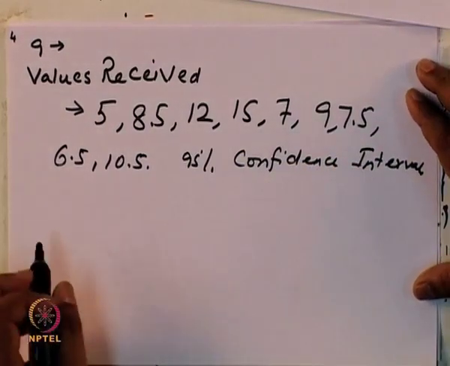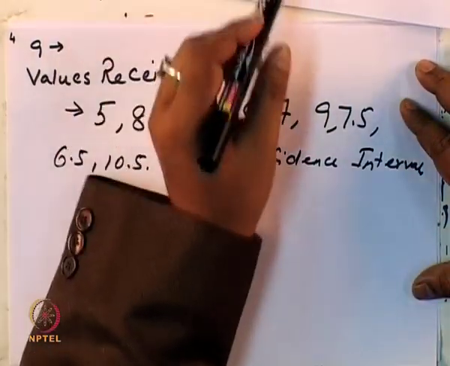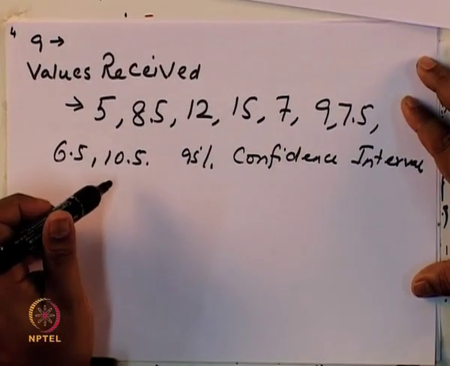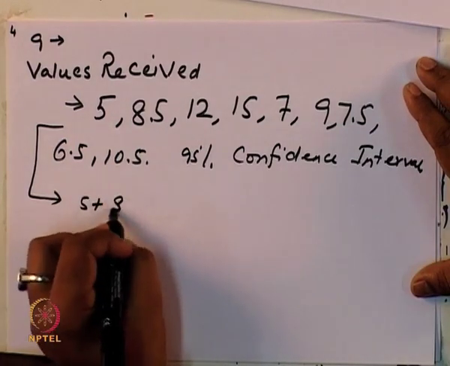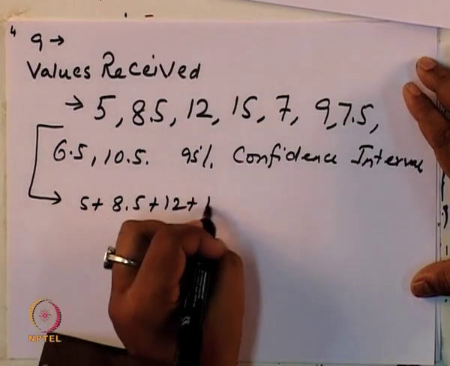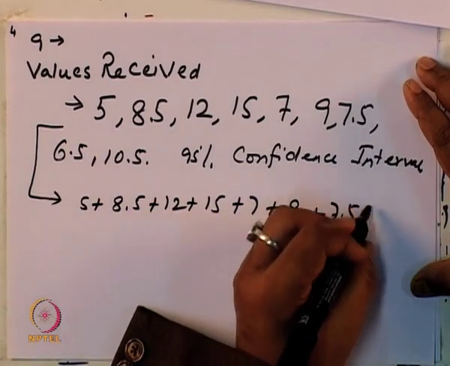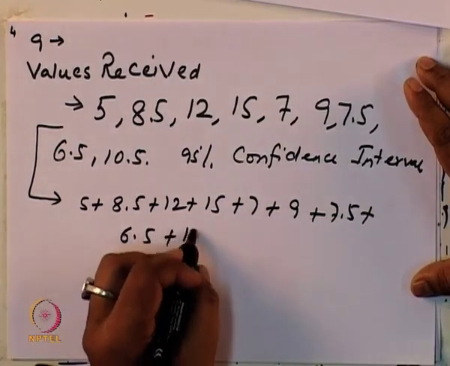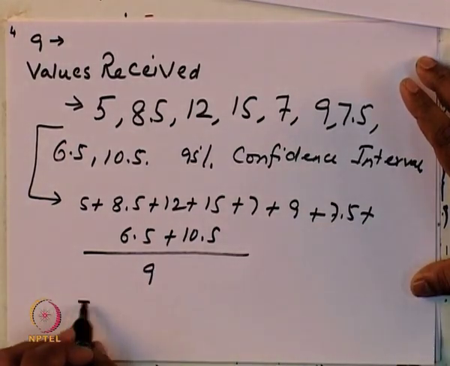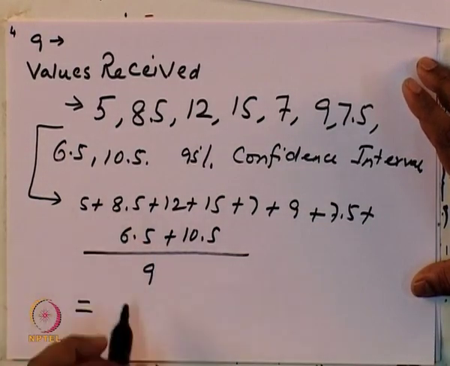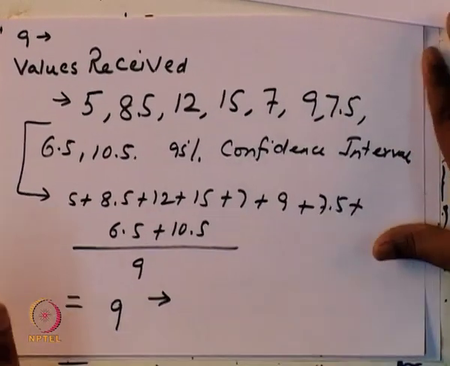So, what do we have? For the 95% confidence interval, your average is the sum 5 plus 8.5 plus 12 plus 15 plus 7 plus 9 plus 7.5 plus 6.5 plus 10.5, divided by 9, and if you plug in the values, this should come out to be 9.